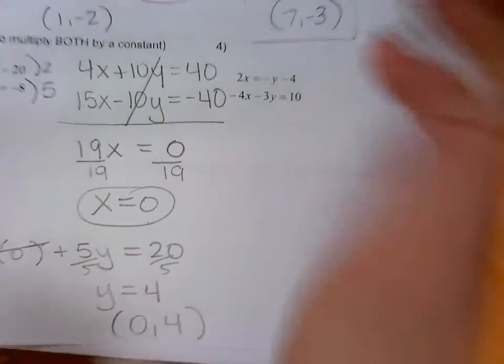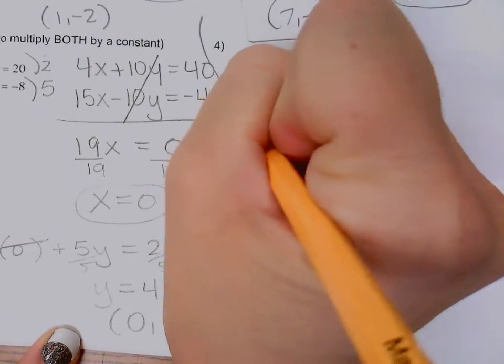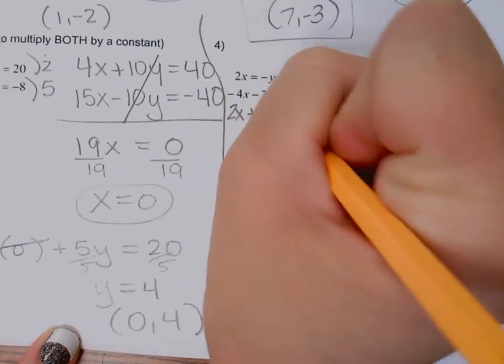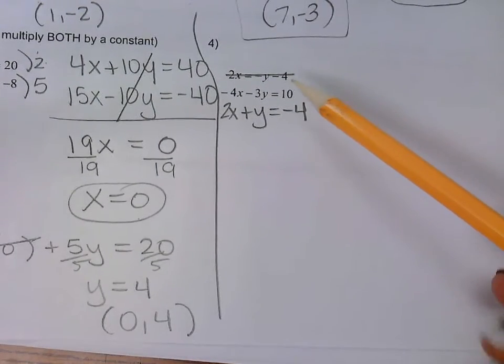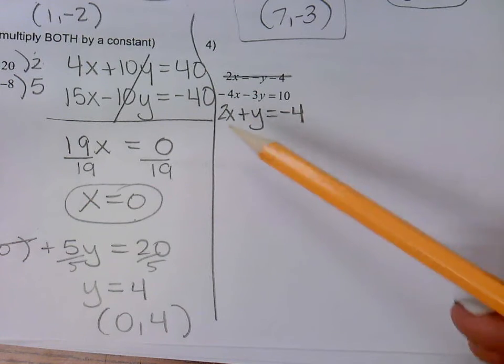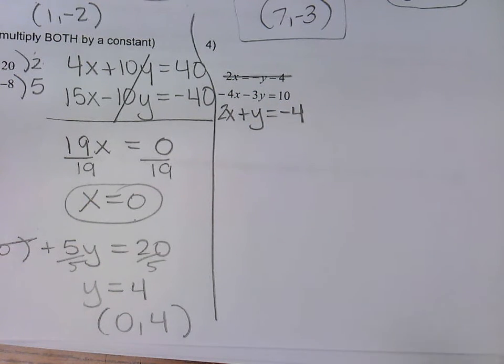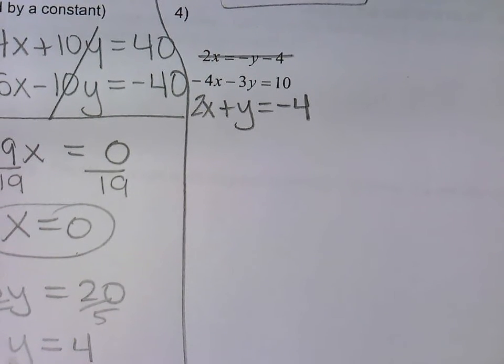So I'm just going to rewrite that. I've got 2x plus y equals negative 4. So I've changed the top equation, and I've added y to move it to the left side. So now I'm set up for elimination. So you need to be able to manipulate your equation one way or the other. What should I multiply the bottom equation by? You've got two choices. Get rid of the x's or get rid of the y's.